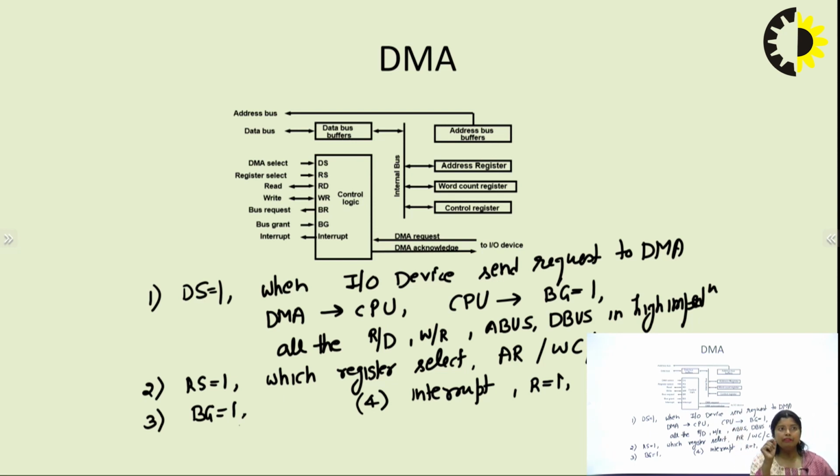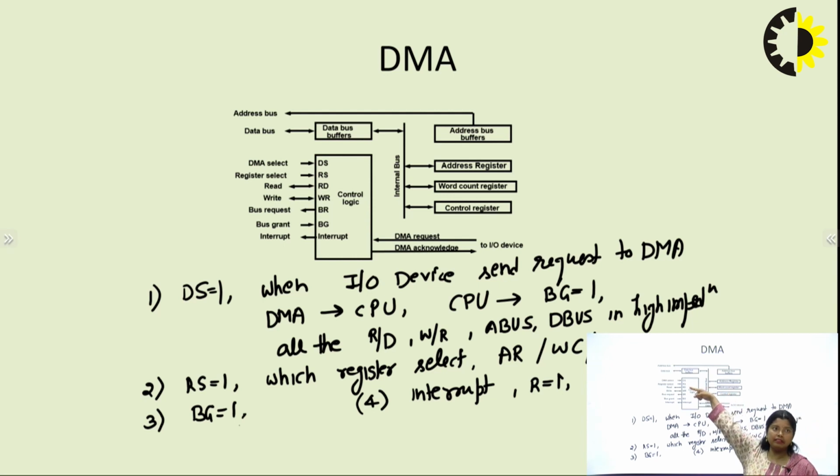Whenever the DMA gets the bus grant, the bus grant value is enabled. BG equals 1 means the bus grant value is enabled. At that moment, all the buses of the CPU are in the high impedance state, meaning there is no significance of the output, or an open circuit. So the read, write, address bus and data bus are all in the high impedance state.